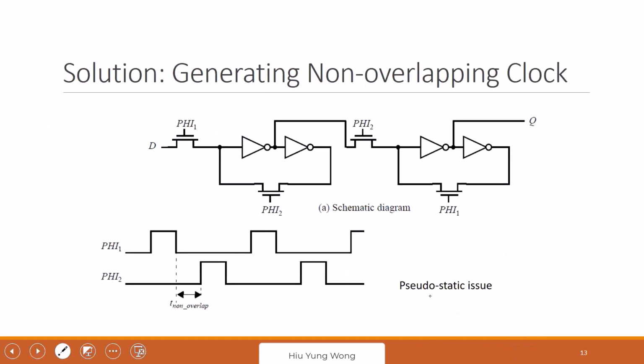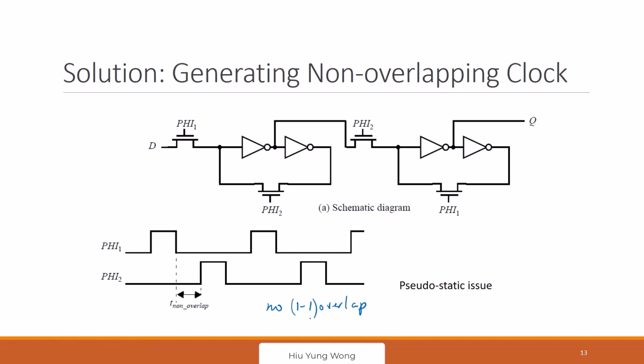Okay, right. So what we can do is try to generate non-overlapping clocks. What is the meaning of non-overlapping clock? This time the clock bar is not just generated by an inverter. I use some sophisticated circuit techniques, maybe a NOR gate, all these things, to generate clocks that I'm sure won't overlap, right? So you see, they never have 1-1 overlap, but it does have 0-0 overlap.